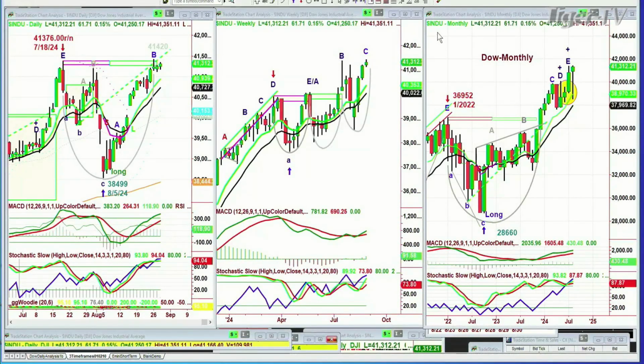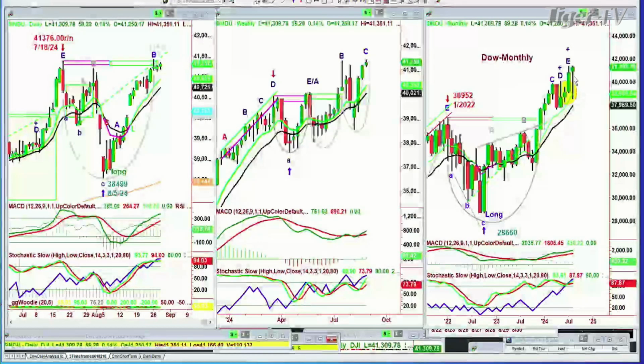So how long does this last? The history says not very much longer, a couple of weeks, and then we pull back. But you don't know. You just don't know. And the monthly chart is very strong, but it is in leg E.